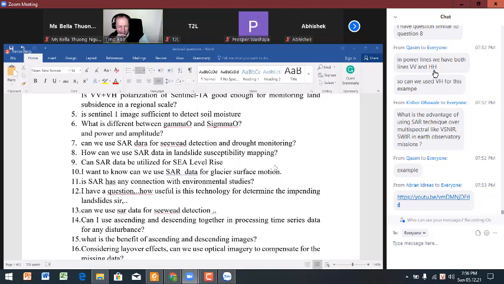Gamma naught, I think, is the amplitude corrected by the topography, corrected by the DEM. Beta naught is uncorrected by the DEM. And sigma naught, actually, I'm not sure at the moment. It's also another form of correction. Gamma naught is corrected by the DEM, and then sigma naught is one more correction. I have to look that up, sorry.